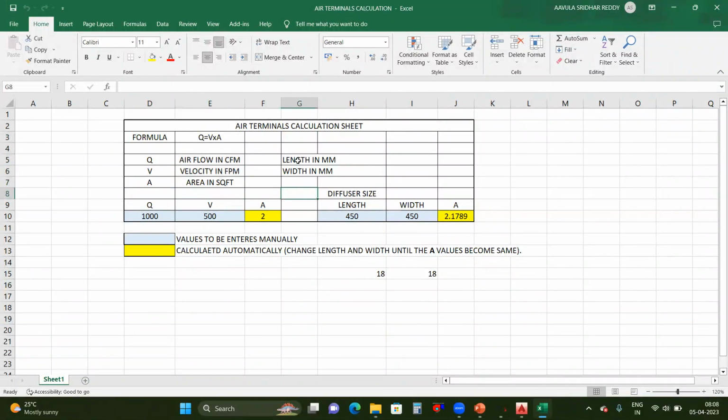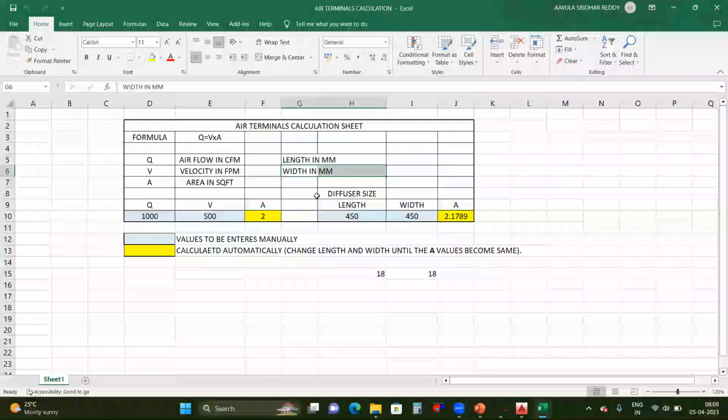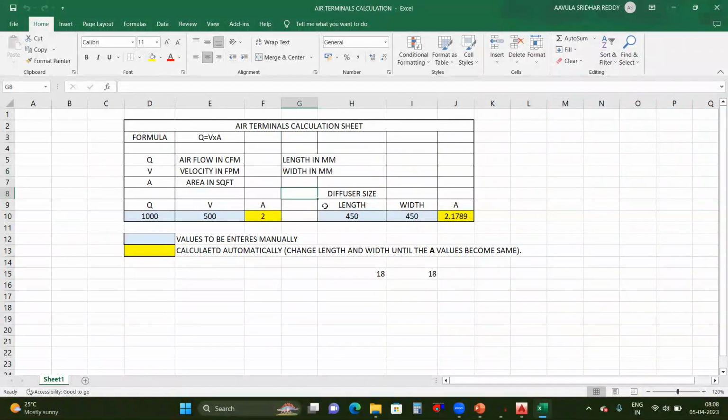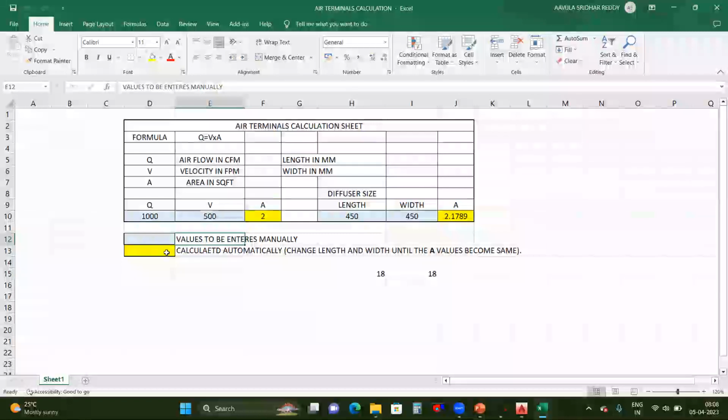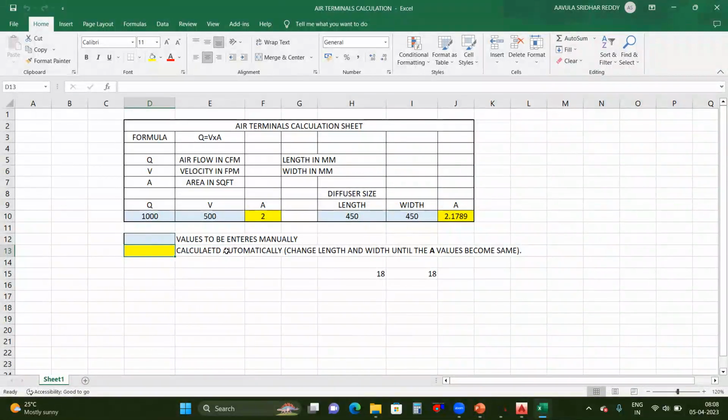So this is the length in millimeters, width in meters. So if you see, in the manual method, we have calculated in square feet and feet or inches. So here the answers we are getting are in millimeters. So don't worry, we'll convert it and check with those values. Okay. So these color values are to be entered manually, and the yellow color will be calculated automatically.